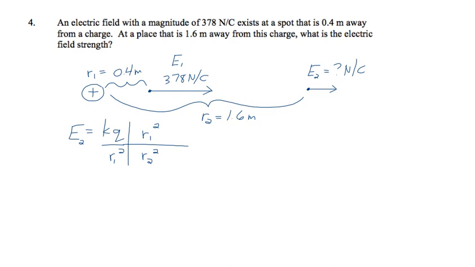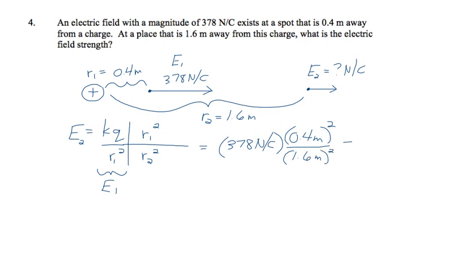That right there is E1. So I'm basically taking E1, multiplying it by the distance 1 squared, and dividing it by the distance 2 squared. Putting those numbers in, I get 378 newtons per coulomb, and then I multiply it by the fraction, 0.4 meters squared divided by 1.6 meters squared.